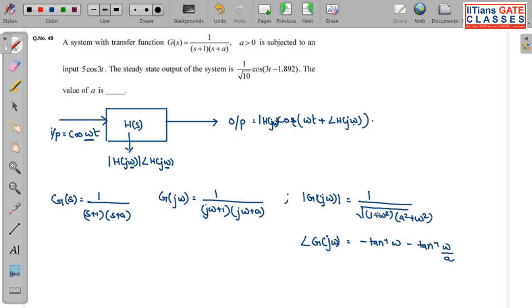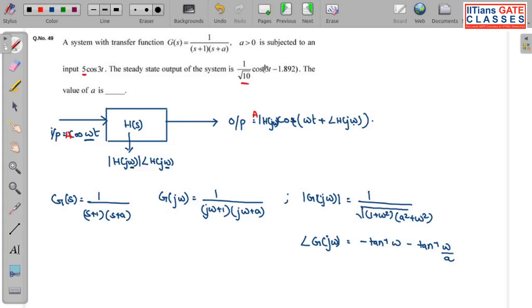Here you can see my input is 5 cos 3t. Here my input also has a magnitude, remember this. If my input is A cos omega t, then my output will be A times |H(j omega)| cos(omega t + angle of H(j omega)). Now let me equate these two values.